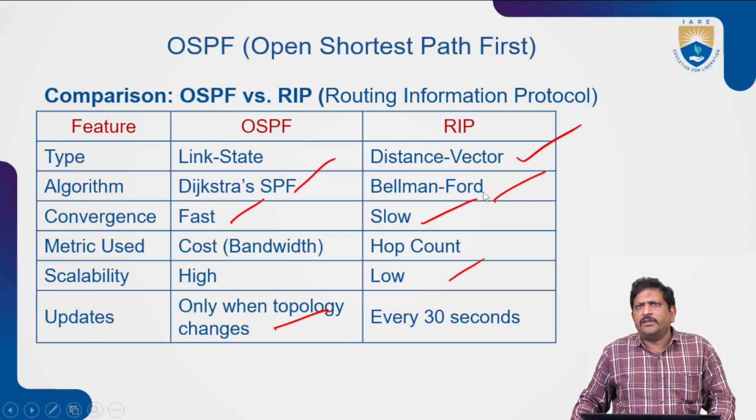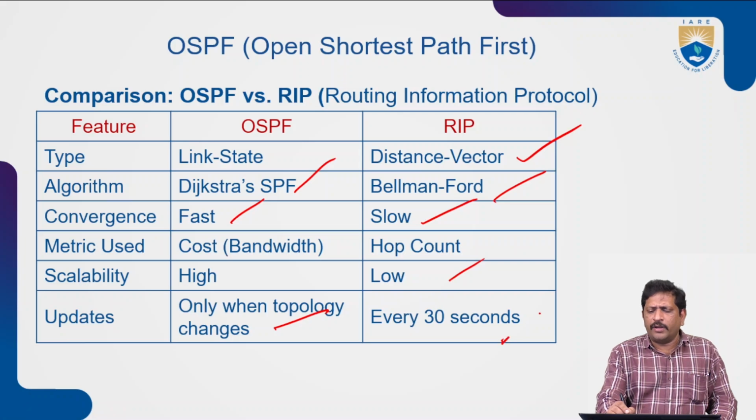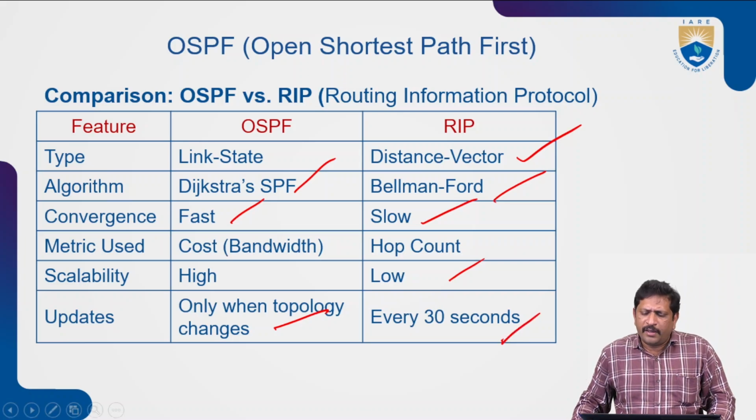But in RIP, the Routing Information Protocol, whether or not there is an update, the table is updated every 30 seconds. The routing table at each and every router that maintains it is updated every 30 seconds.